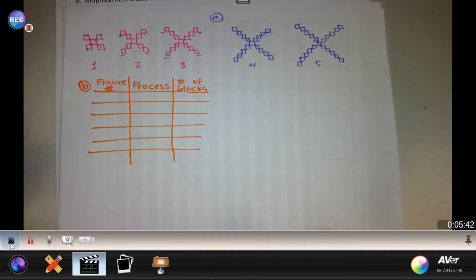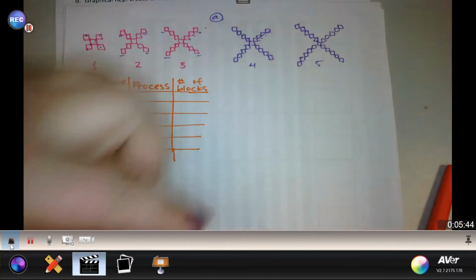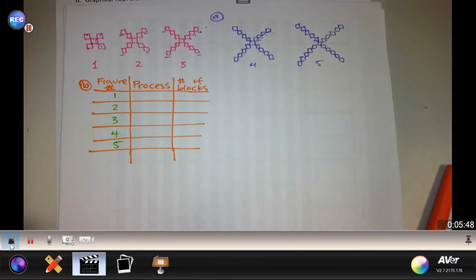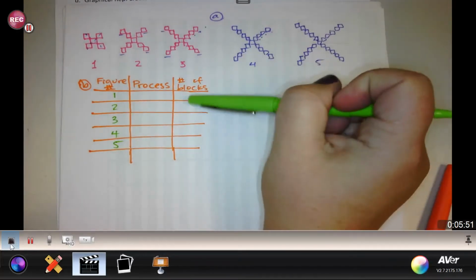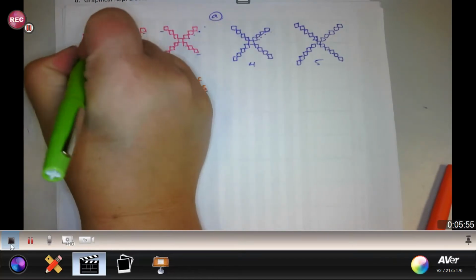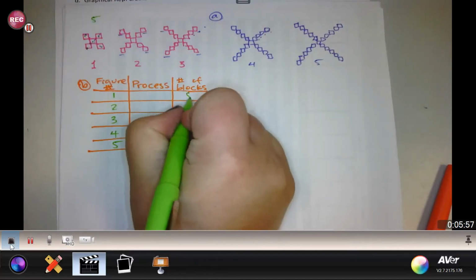Okay, so I have 5 here. So 1, 2, 3, 4, 5. And then what you want to do is you can literally, to find these, just go and count. 1, 2, 3, 4, 5. There's 5 in the first one.